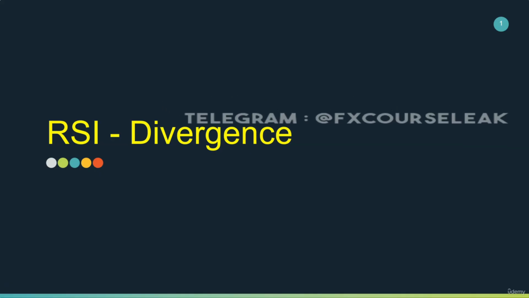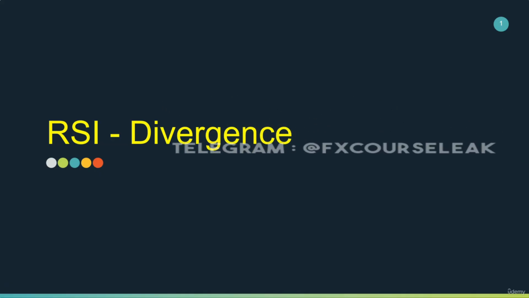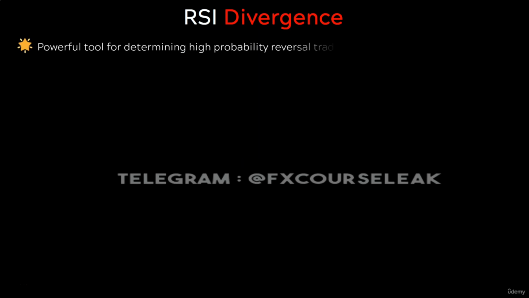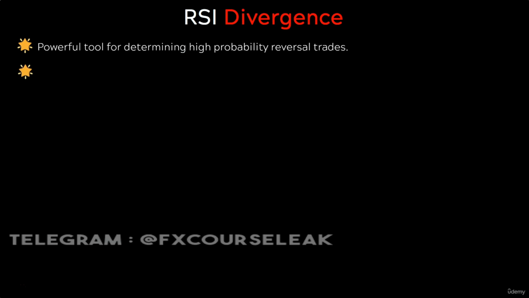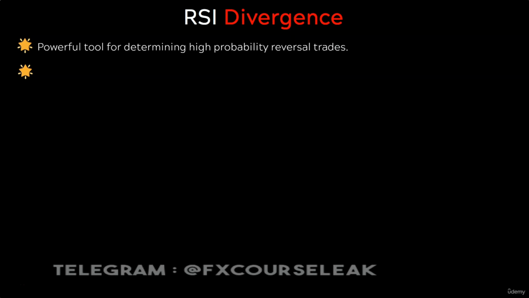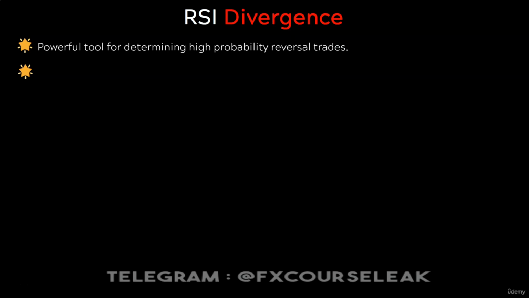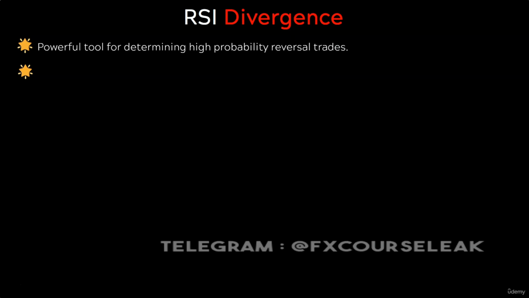Friends, divergence is one of the most powerful tools for determining high probability reversal trades. But this is possible only if you know how to use it correctly. An RSI is one such indicator which helps in identifying and spotting divergence clearly and precisely.